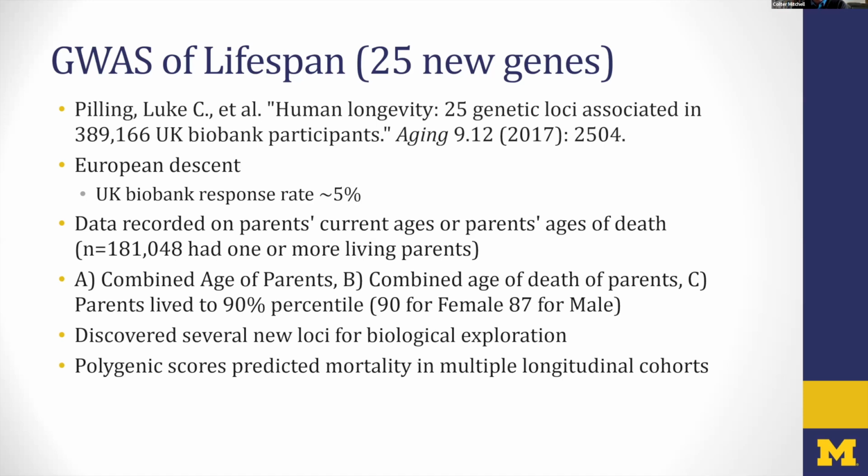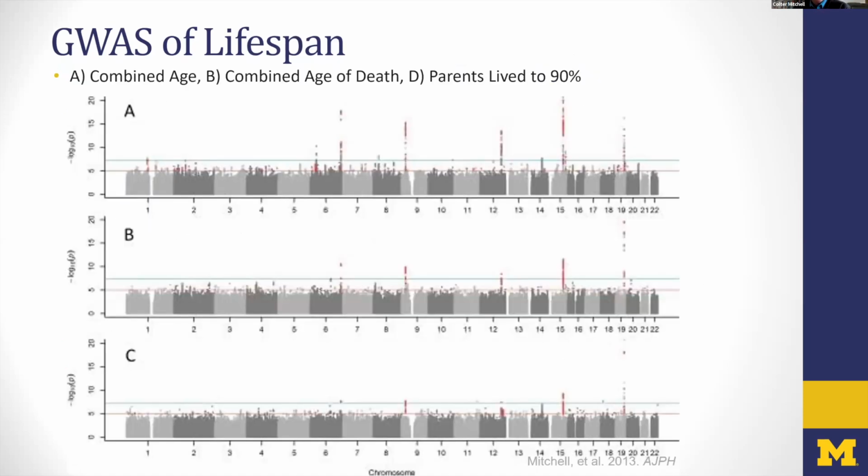And they took those polygenic scores, which I won't go into detail. They took polygenic scores from those and took them into other studies and predicted mortality in multiple longitudinal cohorts. So this does produce a lifespan score that is predictive of how long people might live in other studies, even non-European studies. So again, this is what that GWAS looks like. In this case, you had that combined age of death, and parents who lived over 90%. And again, now you're starting to get used to these. You have the x-axis, which is the chromosome address, and the y-axis, that's the p-value.